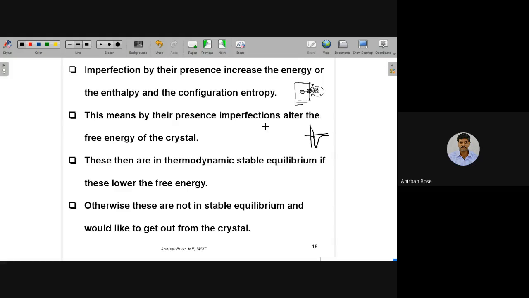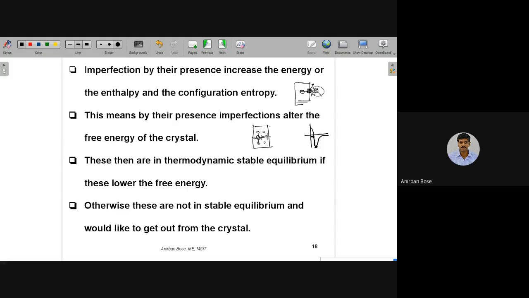Similarly, within the material, you can think that if this is the normal arrangement of the atoms, and suddenly one of the atoms is missing, like a vacancy is created, then this atomic bond will be missing, and maybe the distance between these atoms will be much larger.